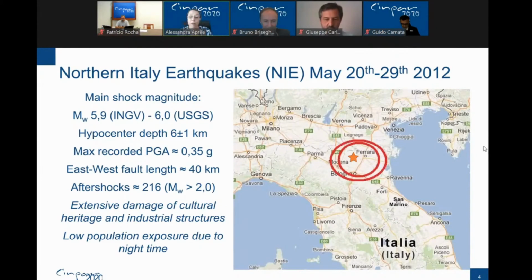We had a huge number of aftershocks, let's say more than 200, and an extensive damage of cultural heritage and industrial structures. But we were very lucky because we had low exposure of population due to the night time.